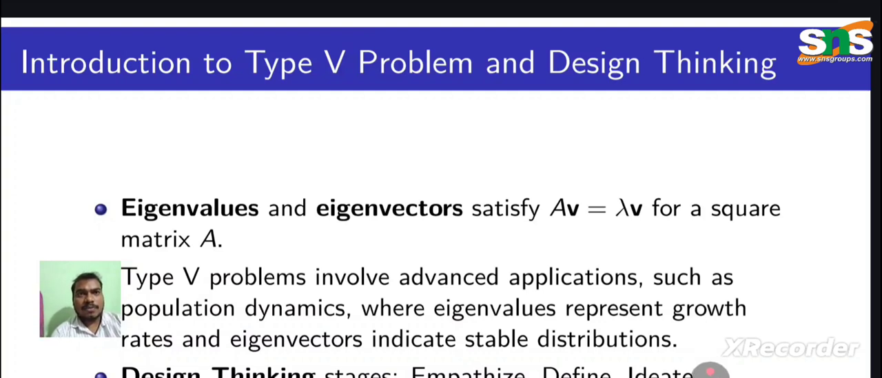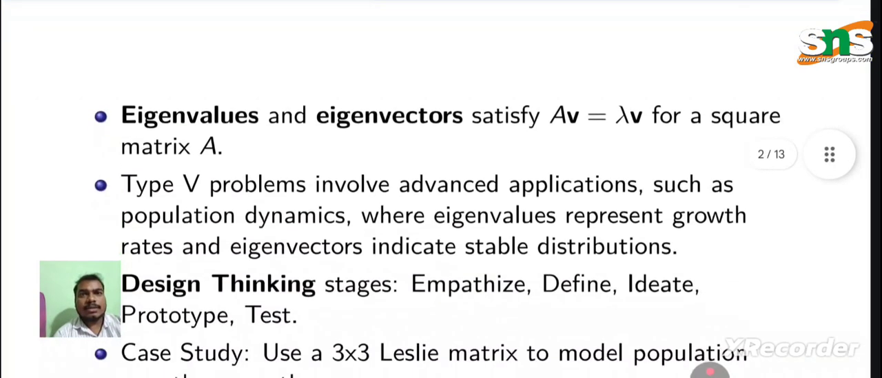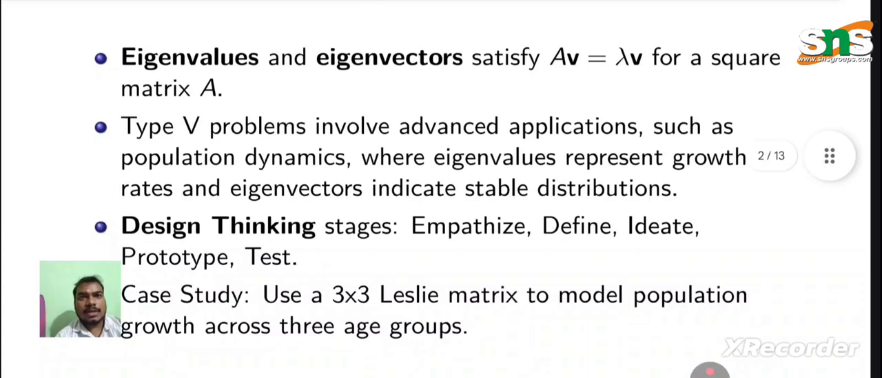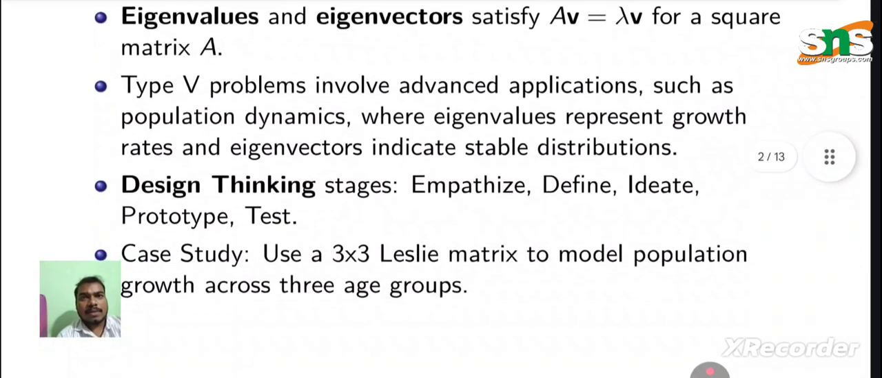Let us begin with an introduction to the type 5 problem and design thinking. Here the eigenvalues and eigenvectors satisfy the equation AV = λV for a square matrix A. Type 5 problems involve advanced applications such as population dynamics, where eigenvalues represent the growth rates and eigenvectors represent the stable distribution.